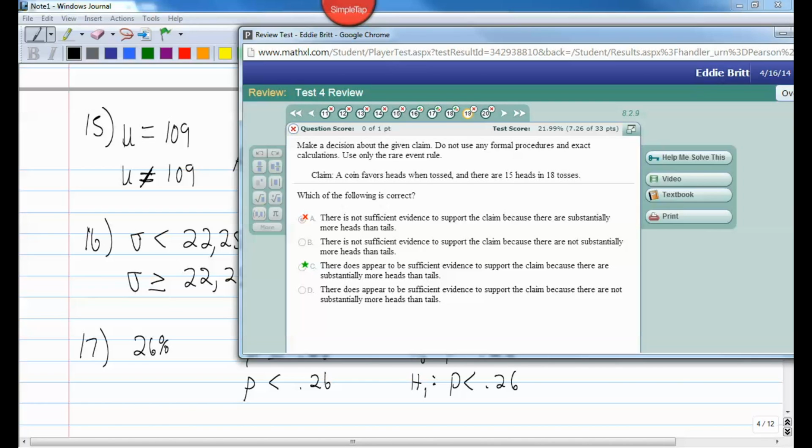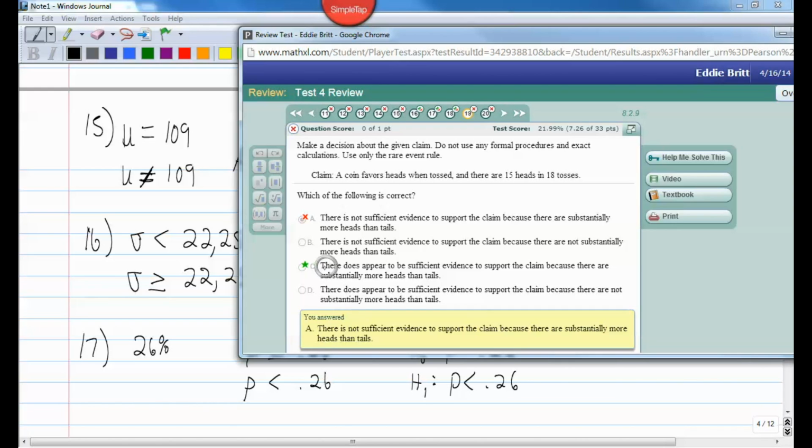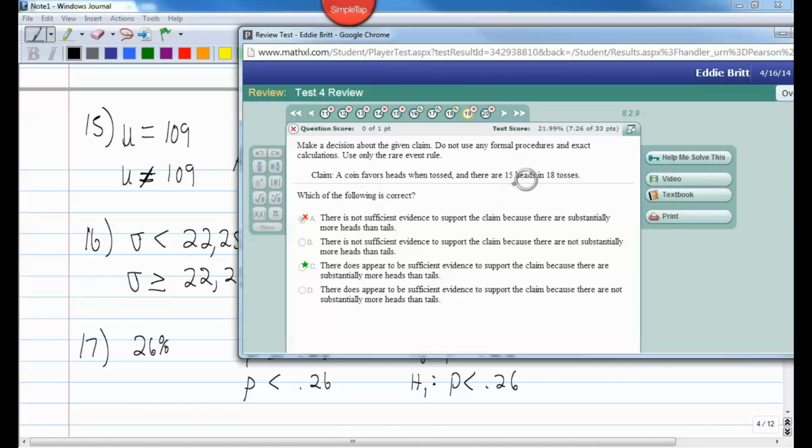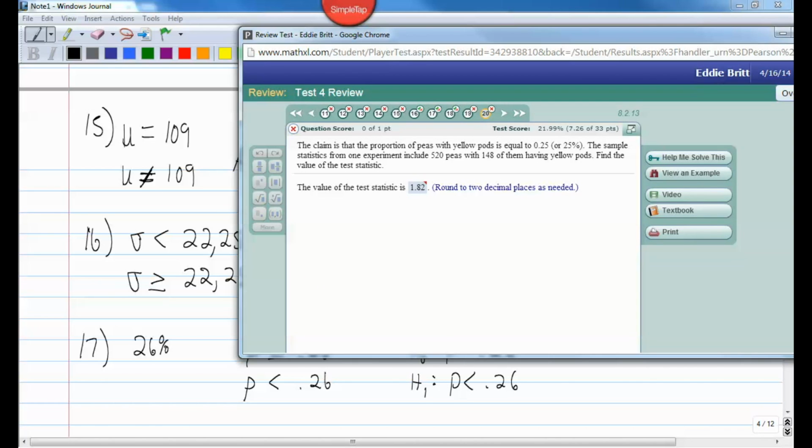It's okay that it's coming up on heads. It's just there's something wrong with this coin. Maybe it's some kind of trick coin. All right, so would there be enough evidence here to support the claim that a coin favors heads when tossed? Yes. There appears to be sufficient evidence to support the claim, because there are substantially more heads than tails. Not every coin, but just this particular coin.